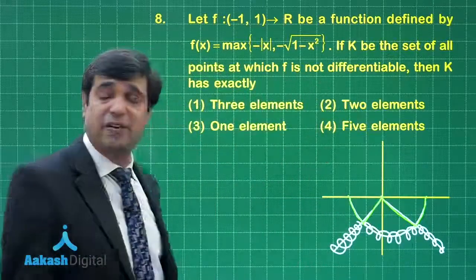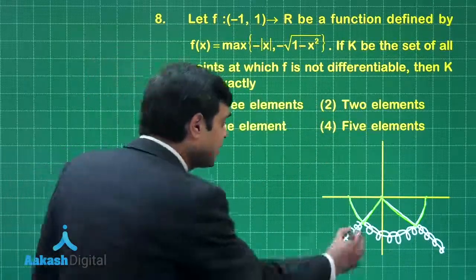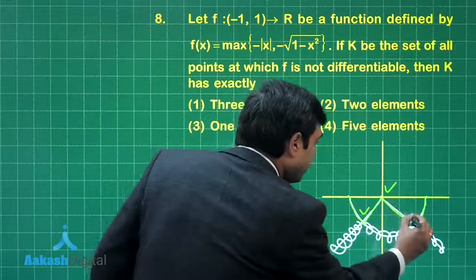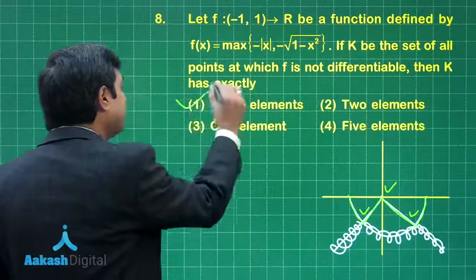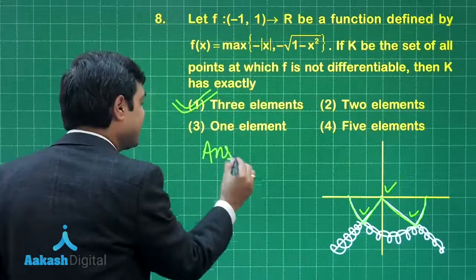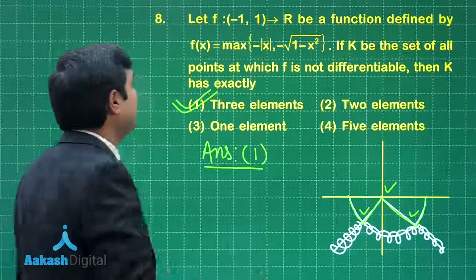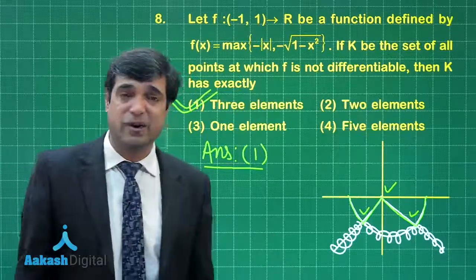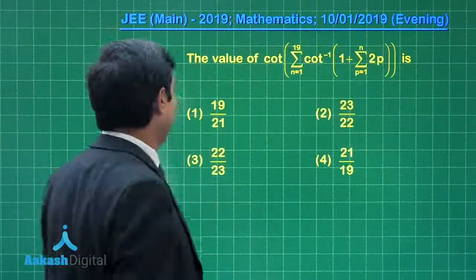How many points are there where it is not differentiable? Clearly, you can see point number 1, point number 2, point number 3. How many elements? Exactly 3 elements are there. So, let us write down, correct answer is option number 1. I am sure this is clear. Let us move on to the next question of this paper, that is question number 9.